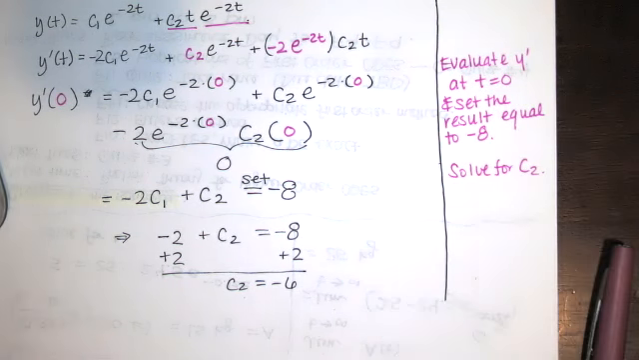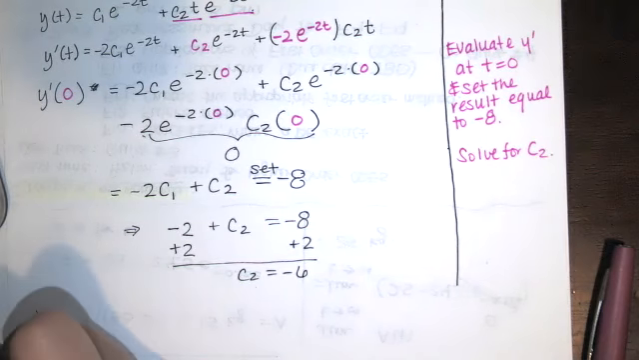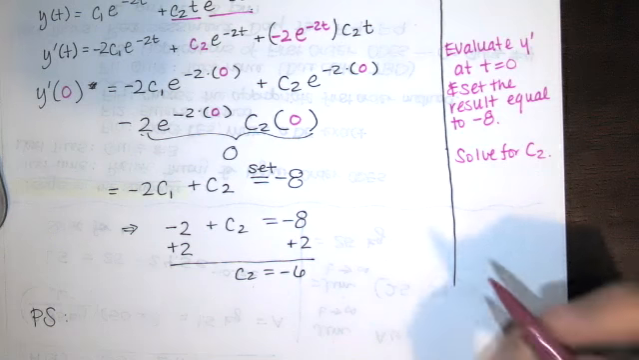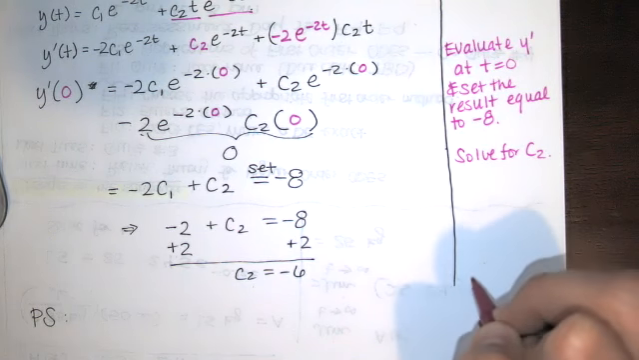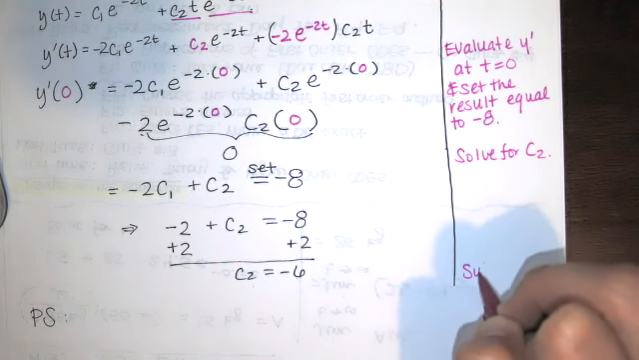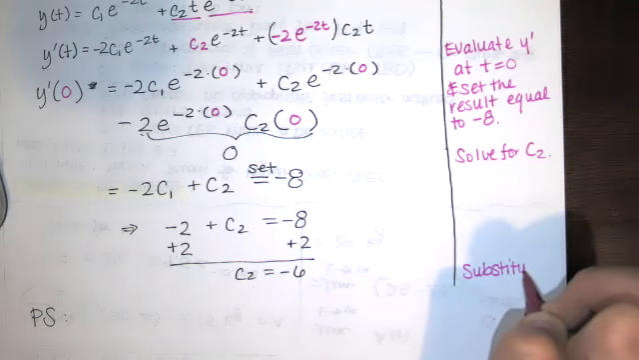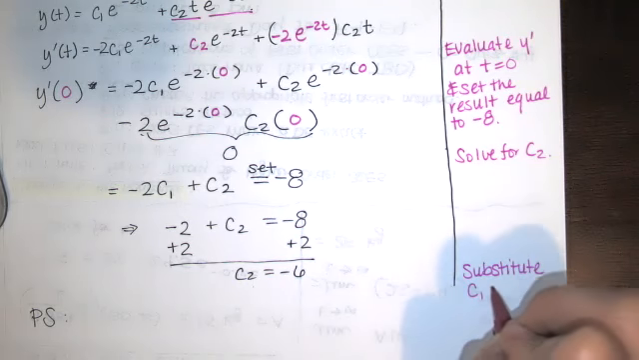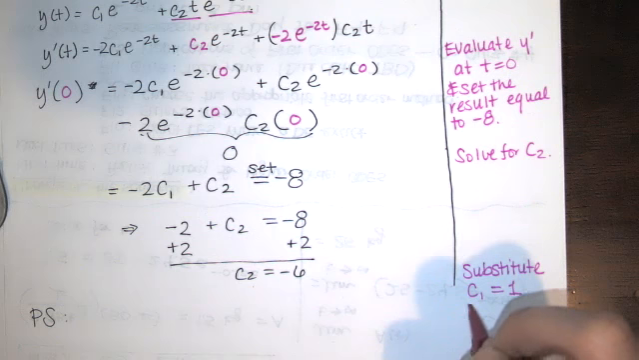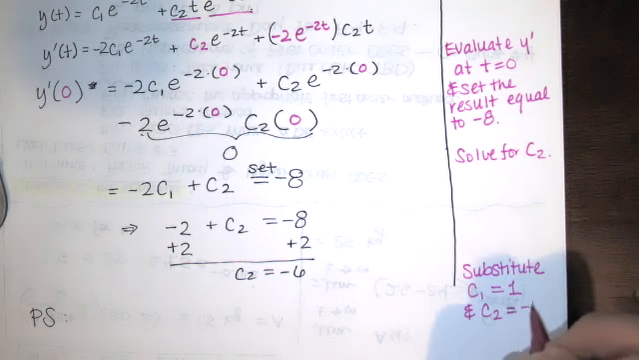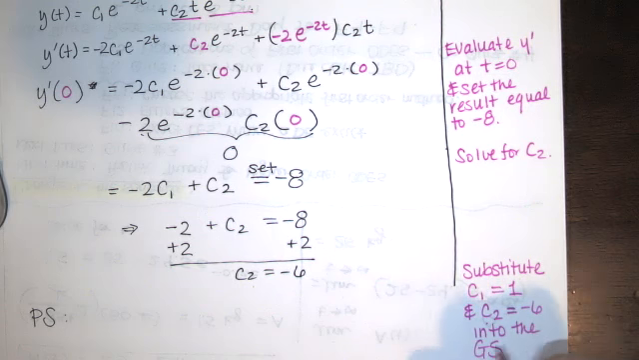Okay, now you're not finished yet until you state the particular solution of the differential equation. So to state the particular solution, you're going to substitute the values of c1 and c2 that you found. So c1 was equal to 1, and c2 was equal to -6, into the general solution to get the particular solution.